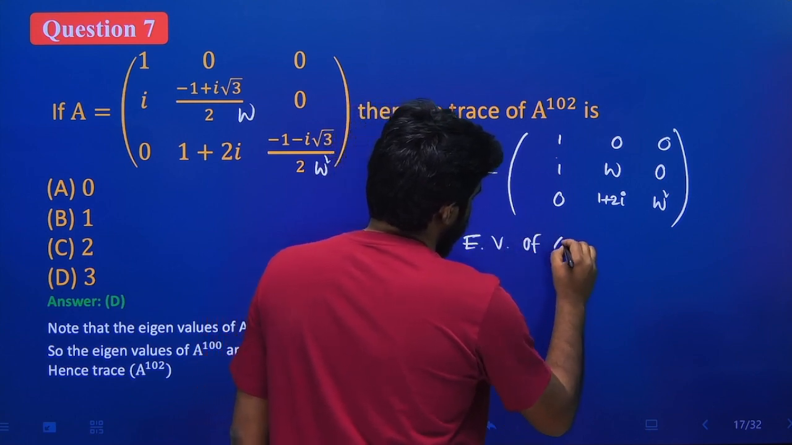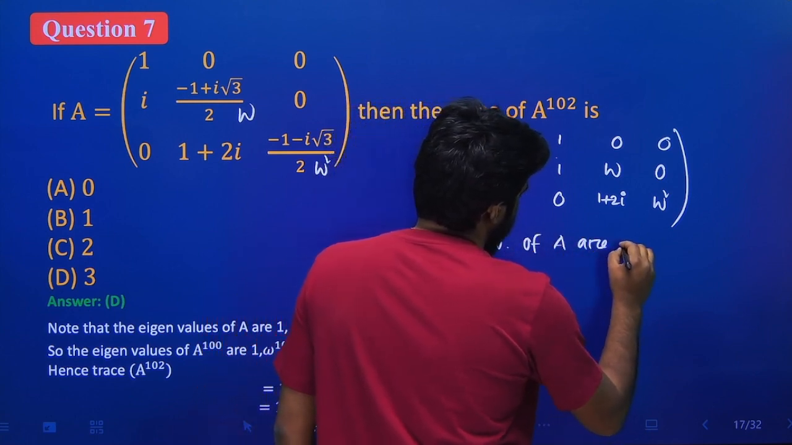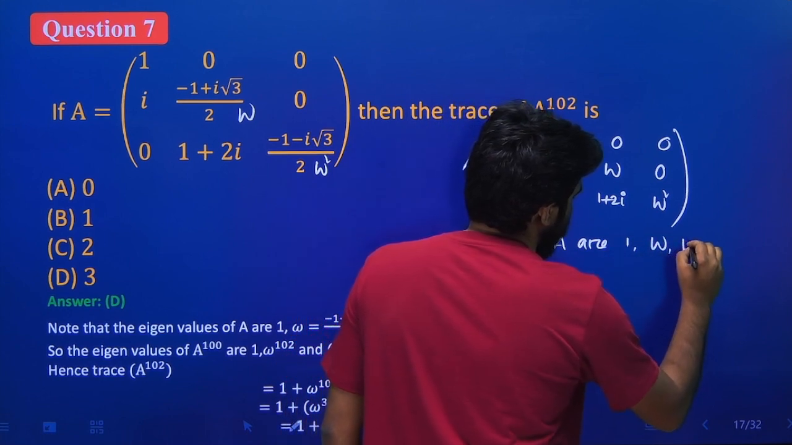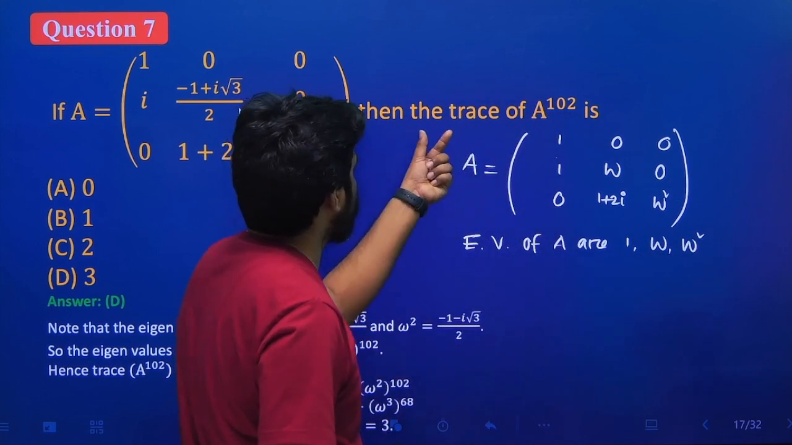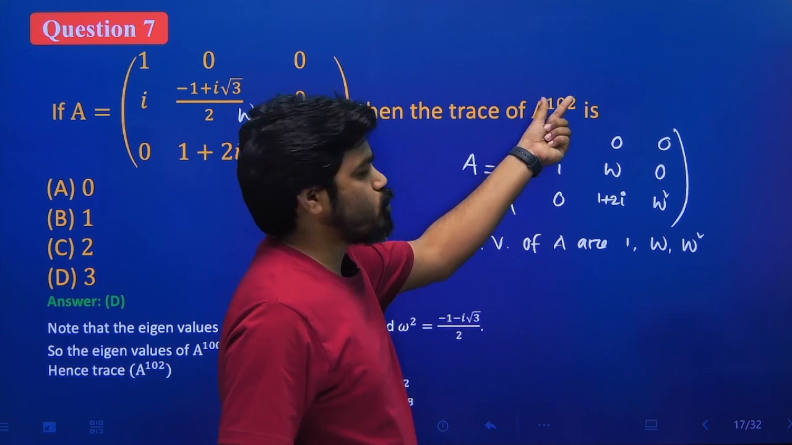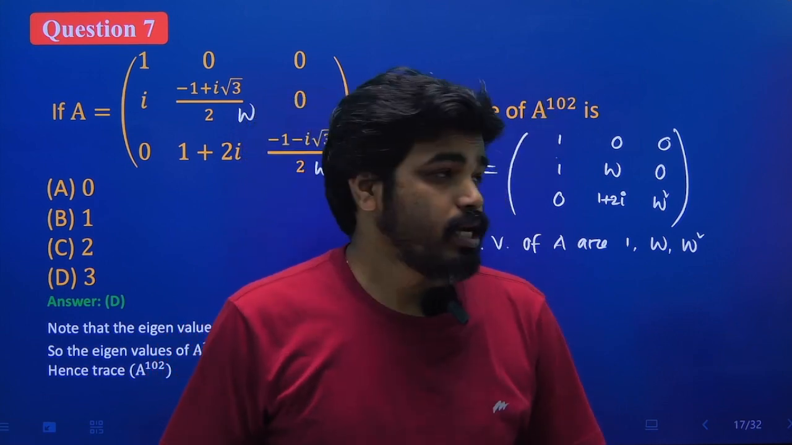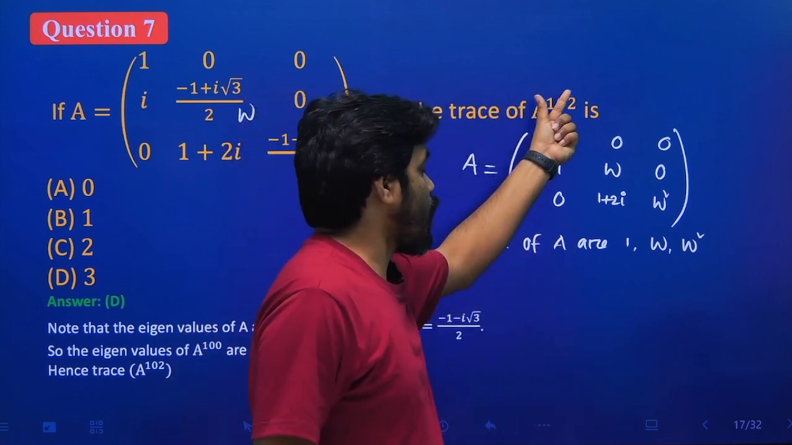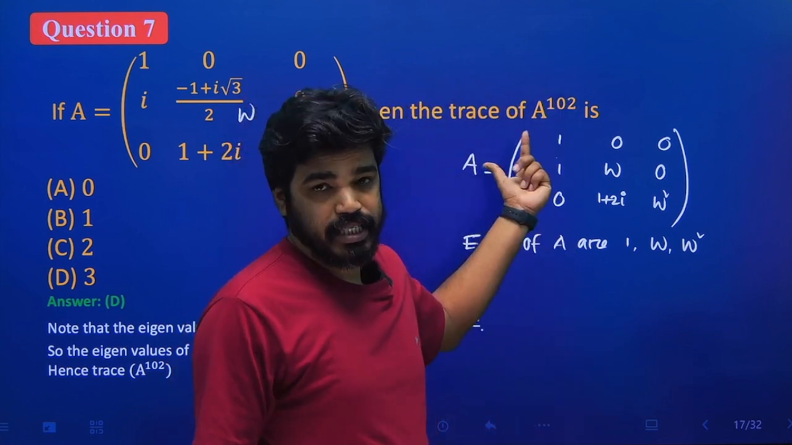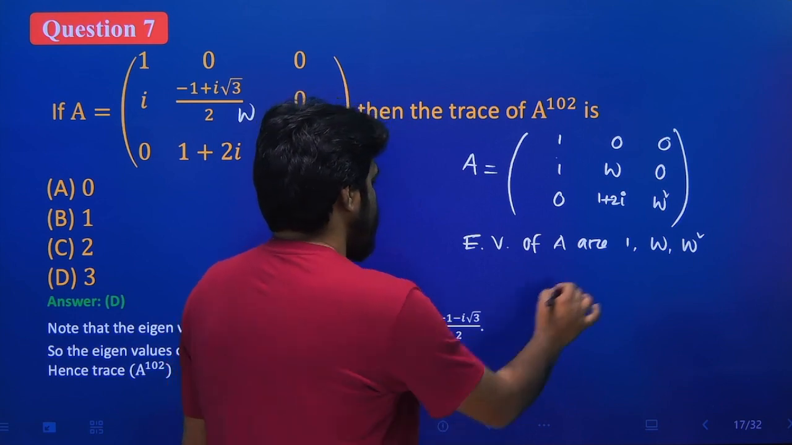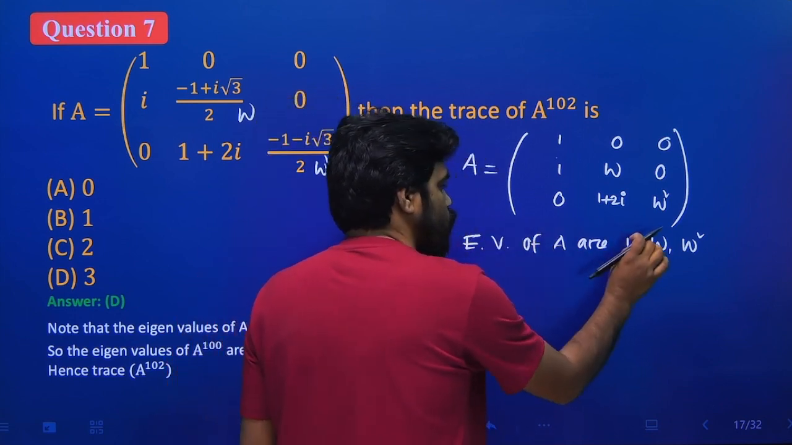The eigenvalues of A are 1, omega, omega square. We have to calculate the trace of A to the power 100. Trace means sum of the eigenvalues. So they have asked to calculate the trace of A to the power 102, right? So the eigenvalues of A are 1, omega, omega square.